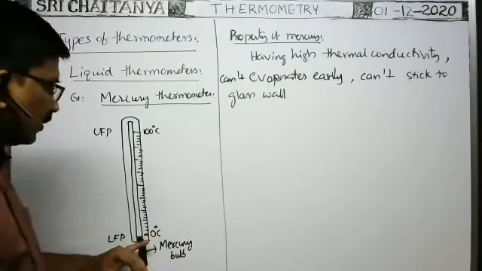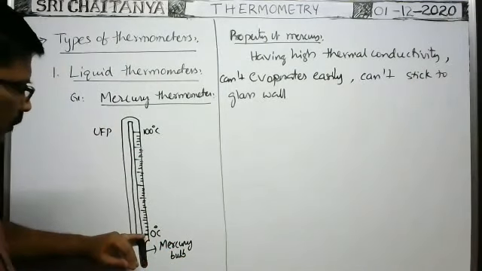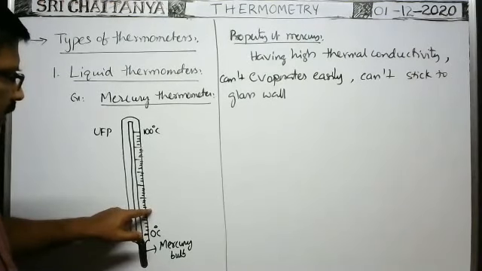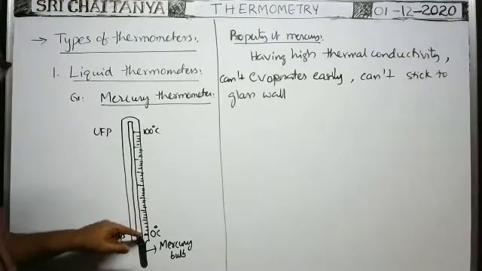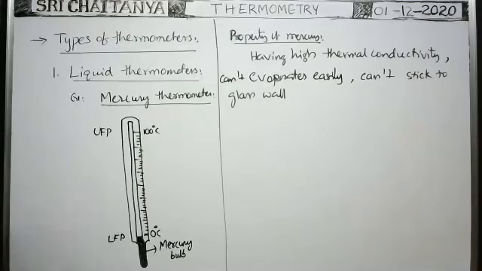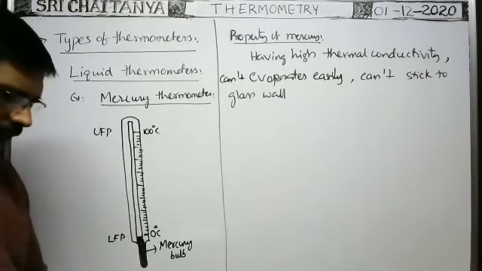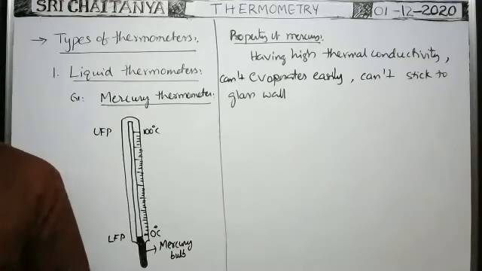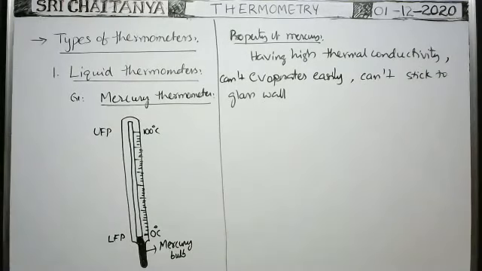At 0 degrees centigrade, the level is up to this point. At room temperature, suppose 26 or 20 degrees centigrade is here, then the mercury level will be here, not here. The mercury level will be here.